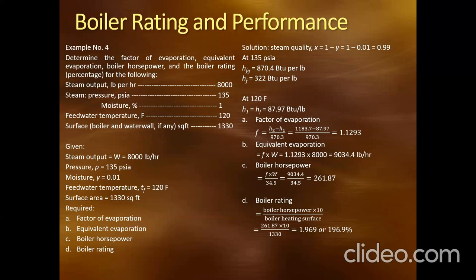Steam output in pounds per hour, 8,000. Steam pressure is 135 PSI absolute. Moisture percent is 1. Feed water temperature is 120 Fahrenheit. Surface, boiler, and water wall, if any, in square feet is 1330. So given are the steam output, pressure, moisture, feed water, and surface area. Required: A, factor of evaporation; B, equivalent evaporation; C, boiler horsepower; and D, boiler rating.